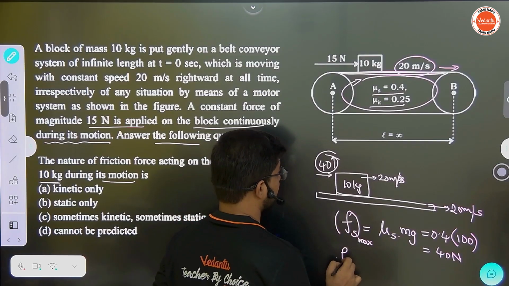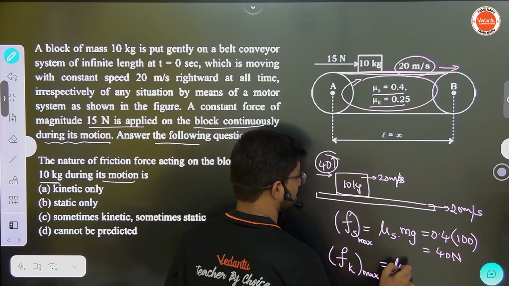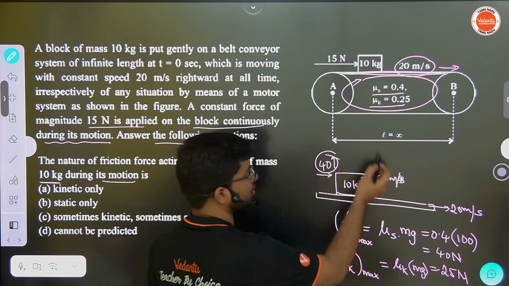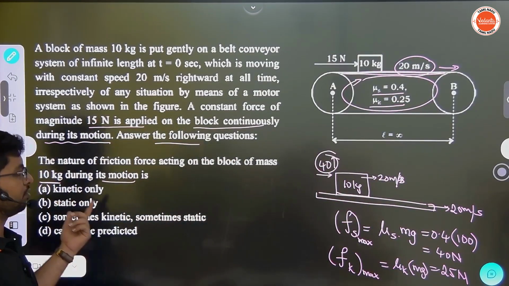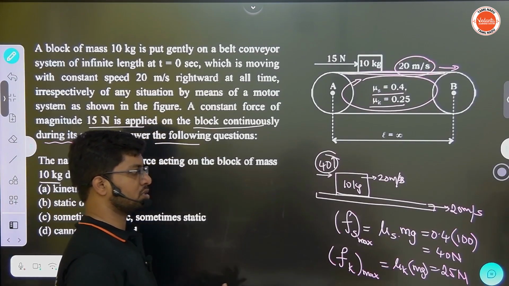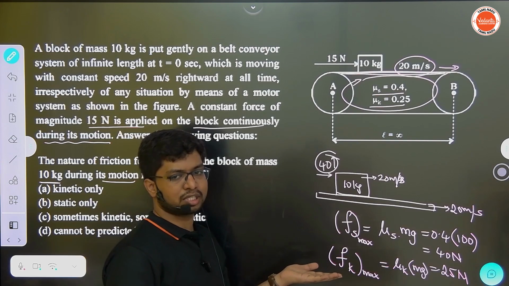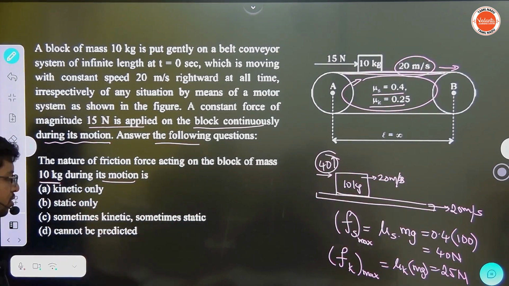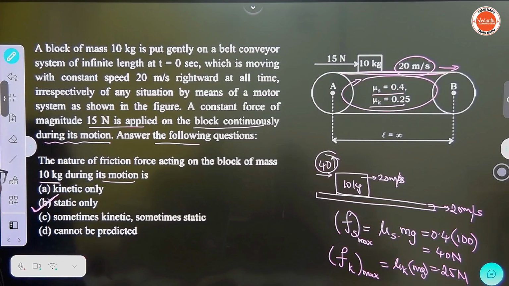Now, what is your maximum kinetic friction here? That is 0.25 into 100. You will get 25 newtons. Clear? Now, your applied force is 15 newtons only. If the applied force is 15 newtons and the block is at rest with respect to the belt, what is the frictional force acting here? 15 only. Whatever is the applied force, that will be your frictional force, right? And the nature of the frictional force will be static.